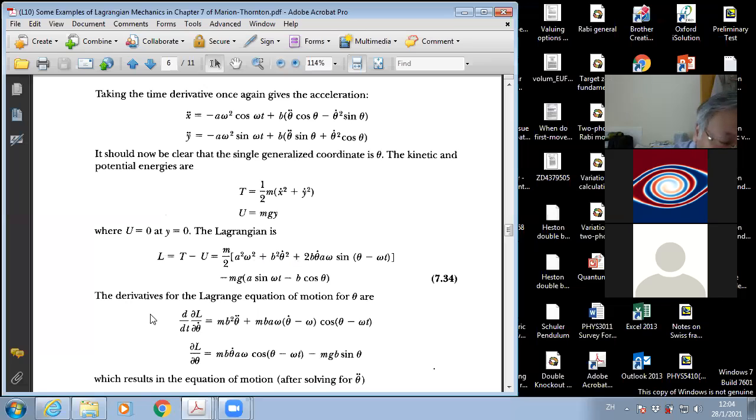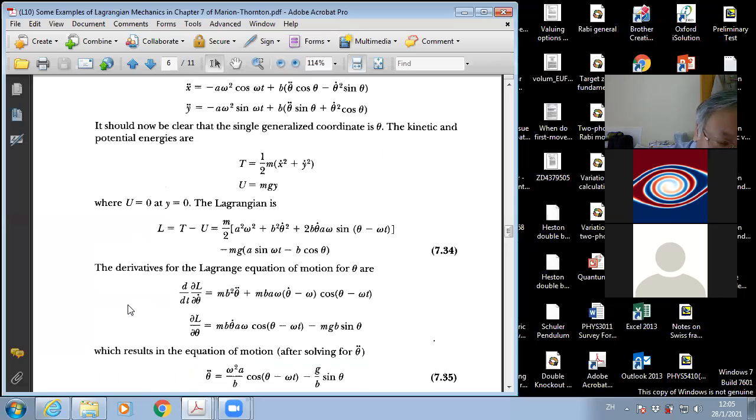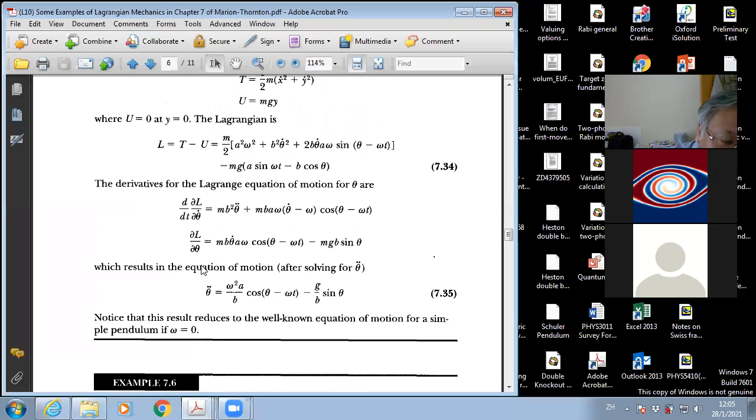All right. Now we apply the Euler-Lagrange equation of motion for theta. The first term, round L round theta dot, then differentiate with respect to t. We get this. Round L round theta, we get this. And combine them together, we get an equation of motion in the theta direction. Theta double dot equals omega square a divided by b cosine theta minus omega t minus g over b sine theta. All right.